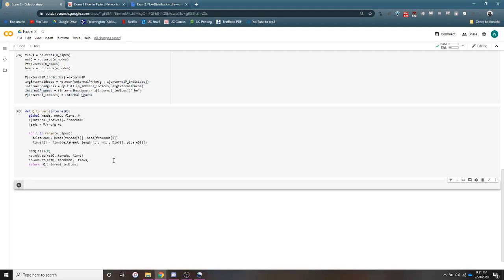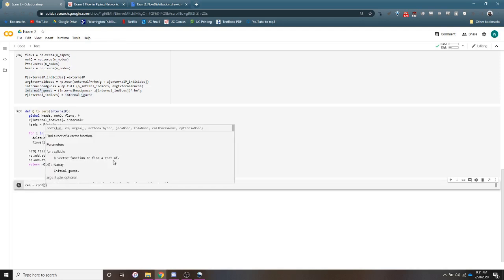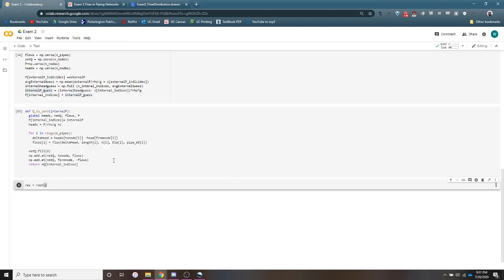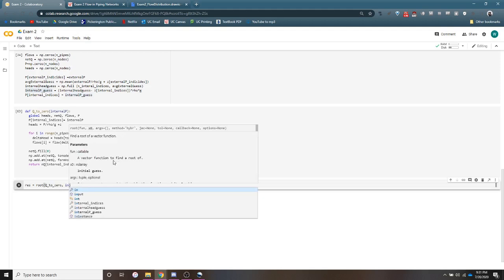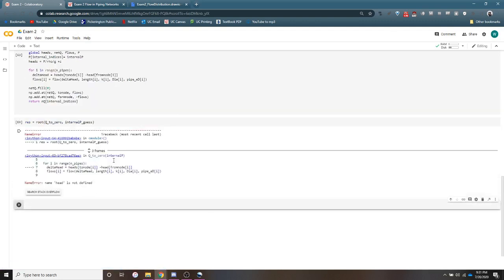So what this is, we're going to have a result, and that's going to be equal to the root function at q to 0. That's the function we're going to solve the root for of this vector, and our starting guess is going to be internal p guess.